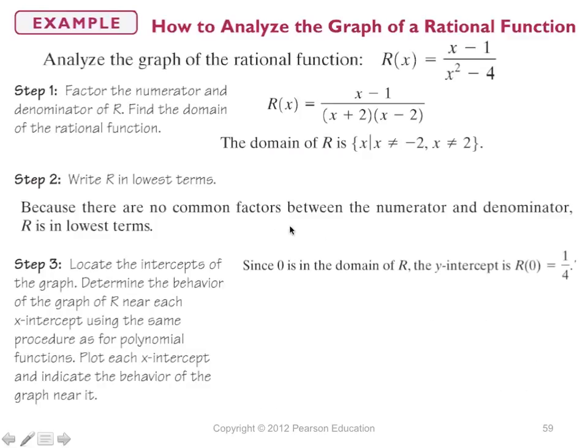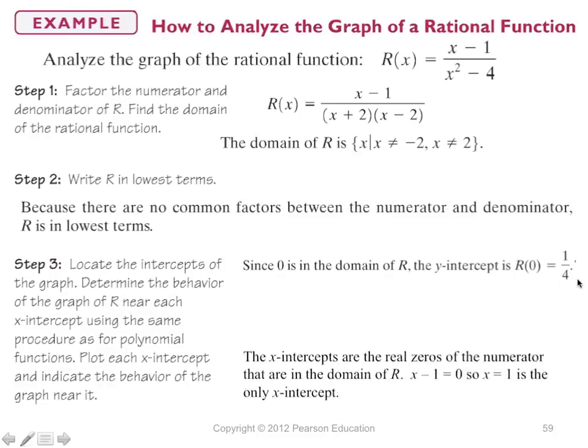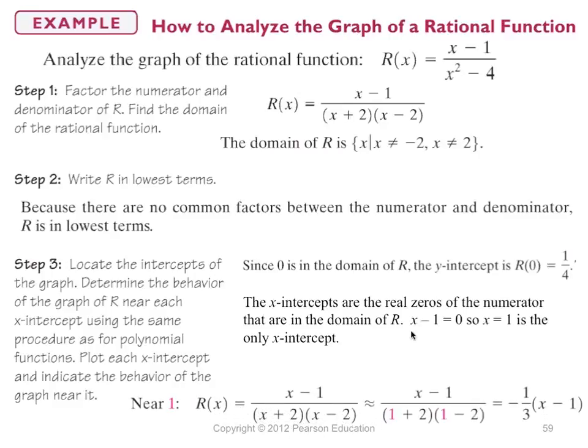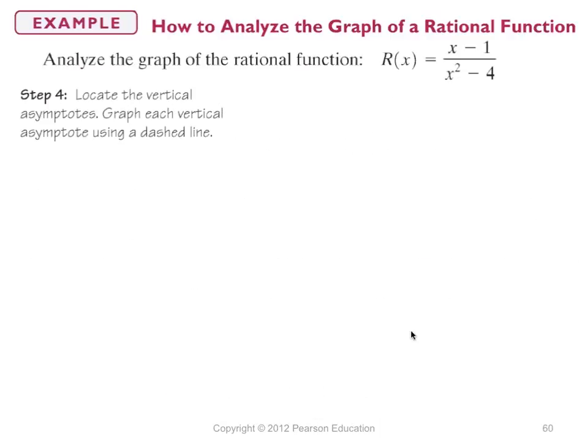If we set x equal to 0, we're going to find the y-intercept. If we set x equal to 0 and plug all of this stuff in, we're going to get 1/4 out for y. So we know that our y-intercept is going to be at 1/4. The x-intercepts are just the zeros of the numerator. So if you set x minus 1 equal to 0, you get x equals 1. That's going to be your only x-intercept. And then you can also find the behavior near 1 if you'd like, using the same methodology that we used for the polynomials.